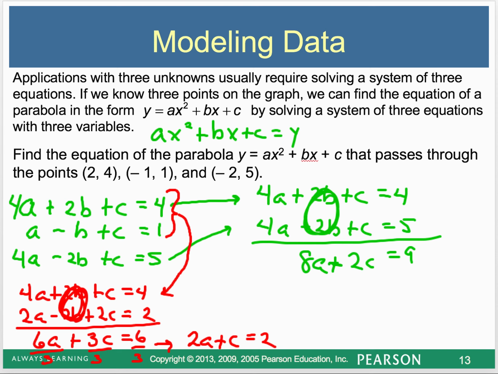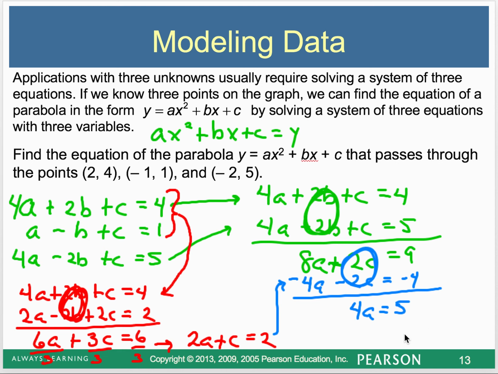Now let's eliminate c by multiplying this by -2. So -4a minus 2c equals -4. So we wind up with 4a equals 5. So a is 5/4, if we didn't make a mistake.